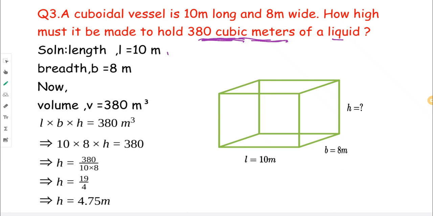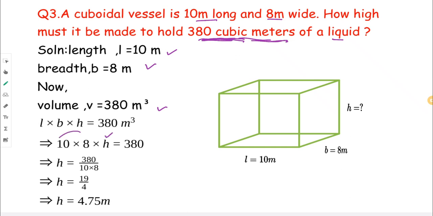All right, length has been given, breadth has been given to us. We'll try to find the height. Like I said, they've already given us a volume because they said it has to hold 380 meter cube of liquid. Now the volume of a cube with the formula is what? Length into breadth into height. So length is 10, breadth is 8. I've already put the values. I'm trying to find this height.